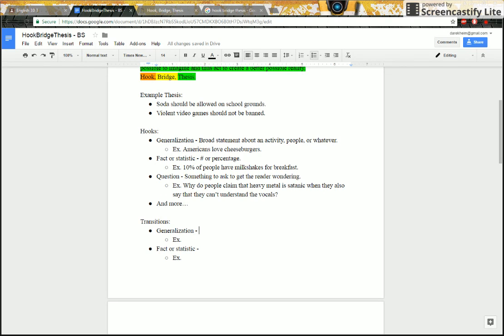So for generalization, it helps to use the previous verb. In the cheeseburger example, we said Americans love cheeseburgers. So let's use that same word love, and let's just say this love of cheeseburgers, or just this love, has caused people to explore any available topping that could be put on a burger.